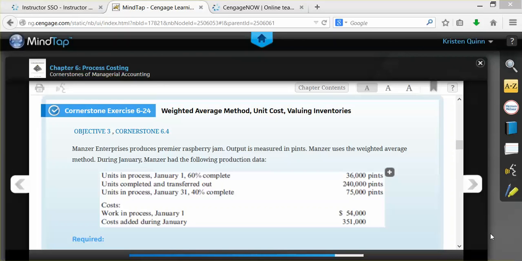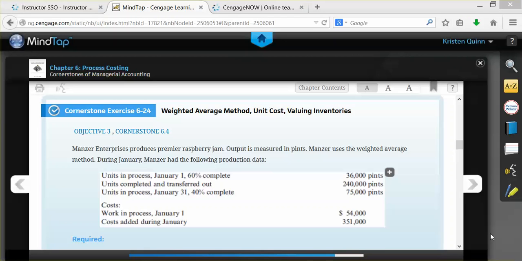In this example, we'll be using Cornerstone Exercise 624 that can be found in your textbook on page 264. We are going to be calculating the equivalent units, determining the unit cost per equivalent unit, and calculating the cost of units transferred out and the ending work in process inventory.